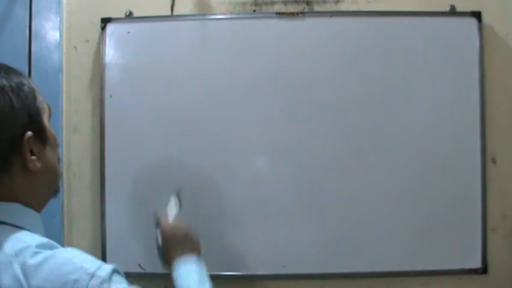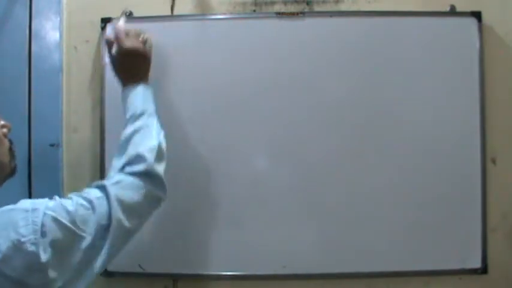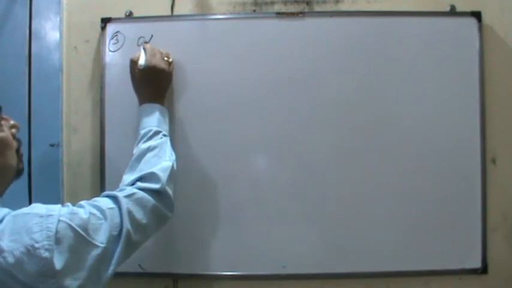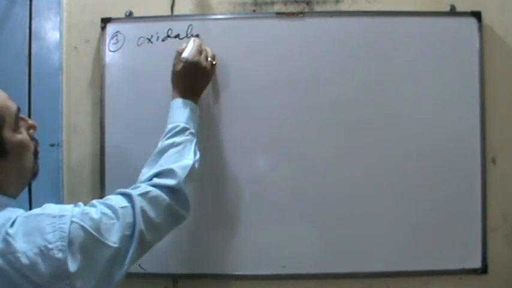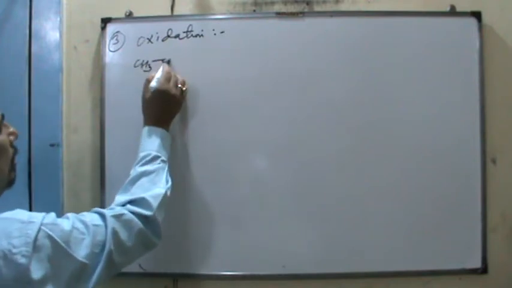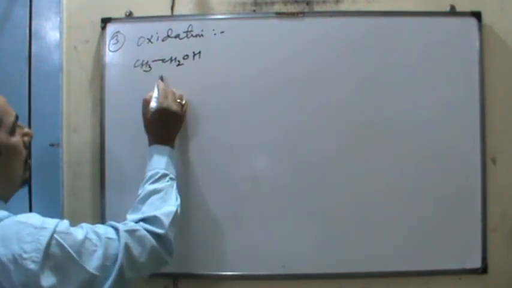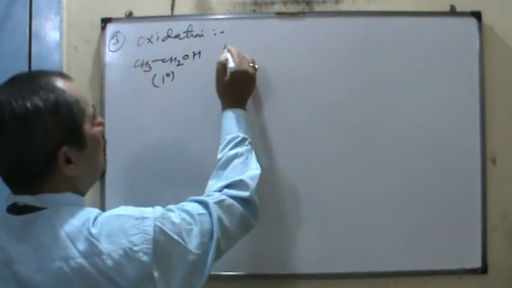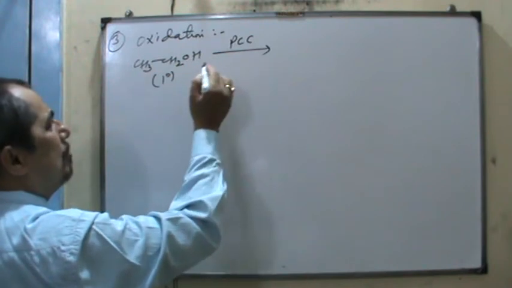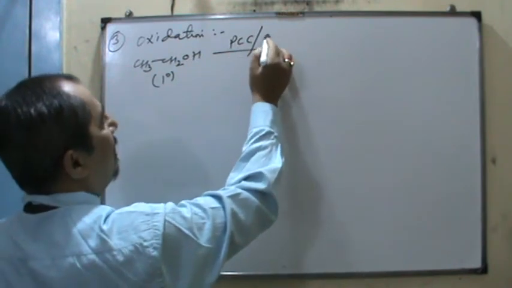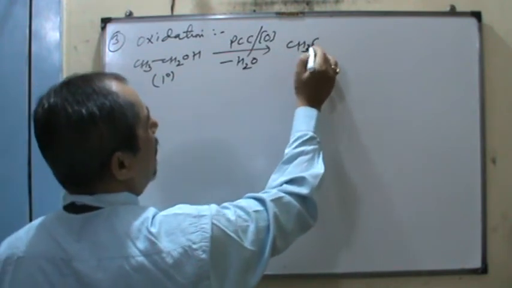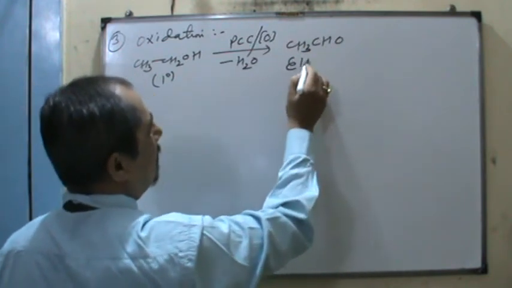So these phenomena you will remember. Next chemical property is the oxidation of alcohol. It is also very important. CH3CH2OH is a 1-degree alcohol. So you take the PCC. PCC is pyridinium chlorochromate, and then water is lost, CH3CHO, it is ethanal.